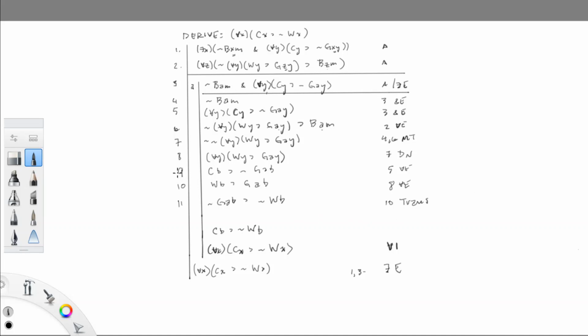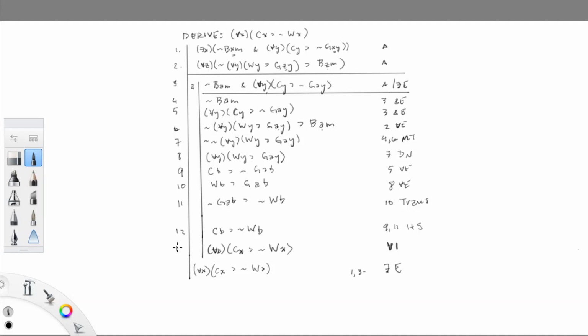Now let's look at lines 9 and 11. If CB, then not GAB, and if not GAB, then not WB. If we take 9 and 11 together, that actually gives us the sentence we want. 9 and 11, thanks to hypothetical syllogism. That's one of our SD plus rules of inference. Very useful in this proof. Because of that rule, we didn't need to do conditional introduction. Okay, at this point we're home free.